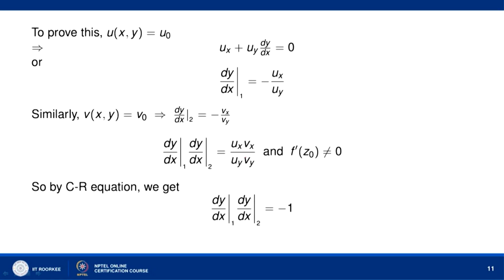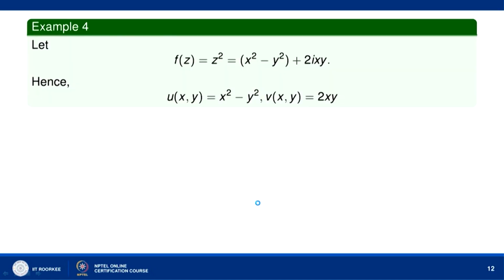Now, the function f(z) is analytic. So, the Cauchy-Riemann equations will hold. Okay. So, u_x will be equal to v_y. So, this u_x and v_y will cancel, but u_y is equal to minus v_x. So, u_y equal to minus v_x gives us that u_x v_x upon u_y v_y is equal to minus 1. So, by the CR equations we get dy/dx 1 into dy/dx 2 equal to minus 1, and therefore, the curve u(x,y) equal to u naught cuts the curve v(x,y) equal to v naught at right angle at the point of intersection (x naught, y naught).